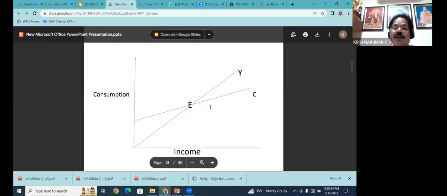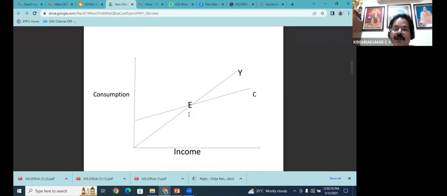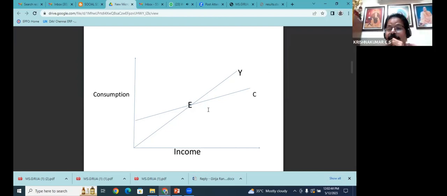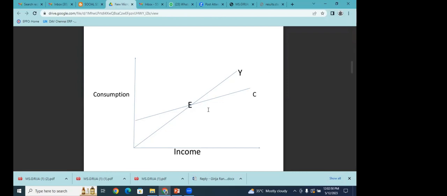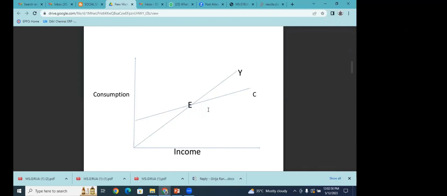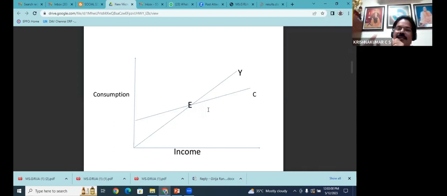Point E is called, what is point E? Equilibrium point, because aggregate demand is equal to aggregate supply. It's not the equilibrium point, ma'am. This is only consumption and income equality, ma'am. We call it the break-even point. Yes, sir. We are not talking about aggregate demand, ma'am. We are just talking only about consumption. Okay, sorry, sir. No problem. So E is actually the break-even point.